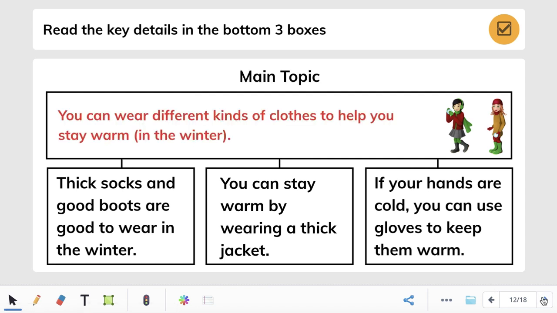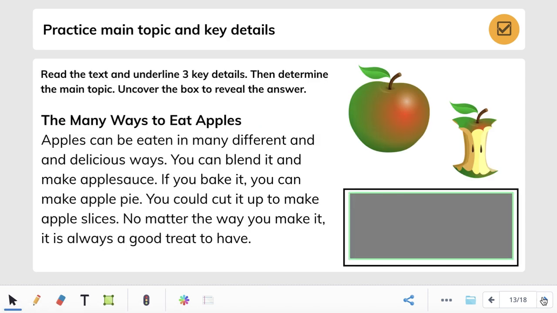So the main topic is that you can wear different kinds of clothes to help you stay warm in the winter. Okay, we are going to try something else. This time, you are going to get a paragraph. We're going to read that paragraph together and underline the key details. Let's start with the title.